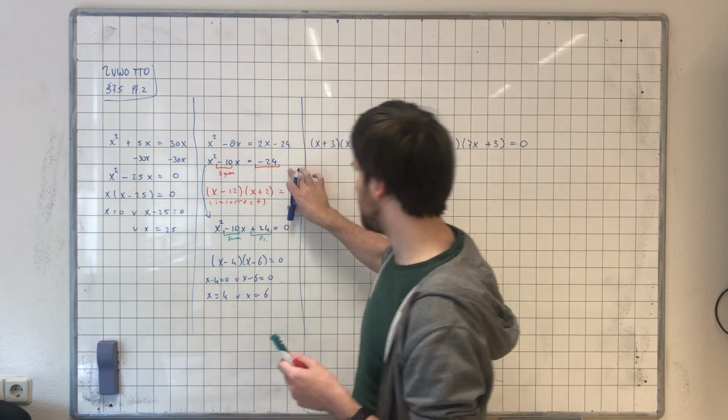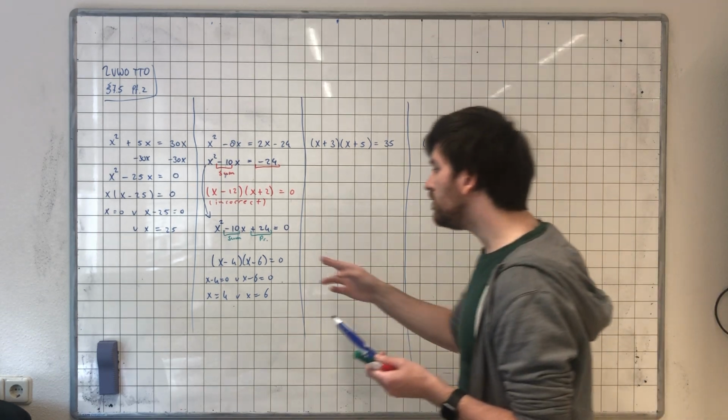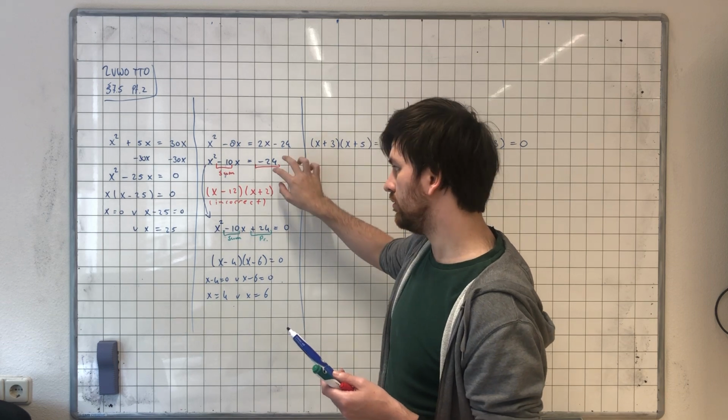So this is a mistake that a lot of people seem to make. Keep that in mind, that you're only allowed to use the product sum method when we have equals 0. No equals 0, no product sum method.